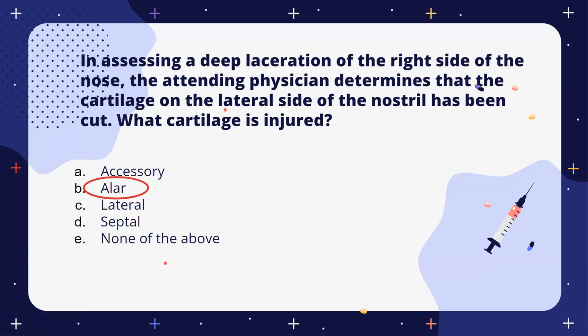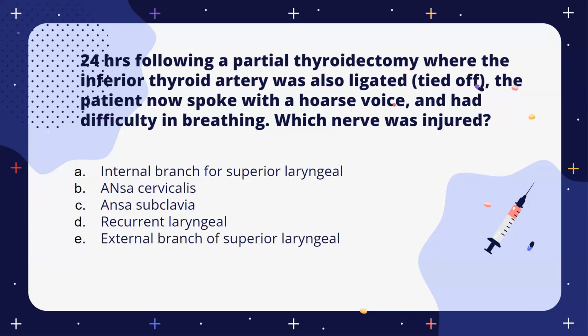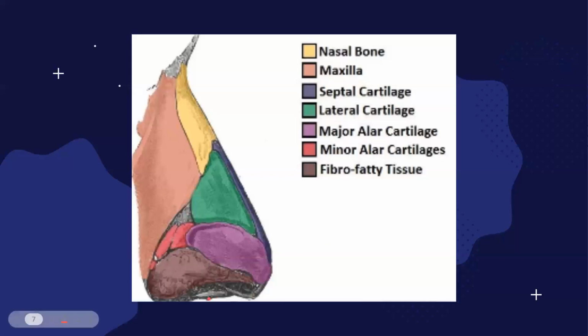Do you see in the stem of the question, lateral side of the nostril? So we're not talking about the nose per se. We're talking about what's immediately lateral to the nostril itself. Right here, the nostril would be in this area. The thing that's most lateral to it is this brown area, which is fibrofatty tissue. This isn't a cartilage. So we move upwards, and we see the minor and the major alar cartilage. So the answer to this question would be alar cartilage. That's the one that has most likely been cut, that is most lateral to the nostril.